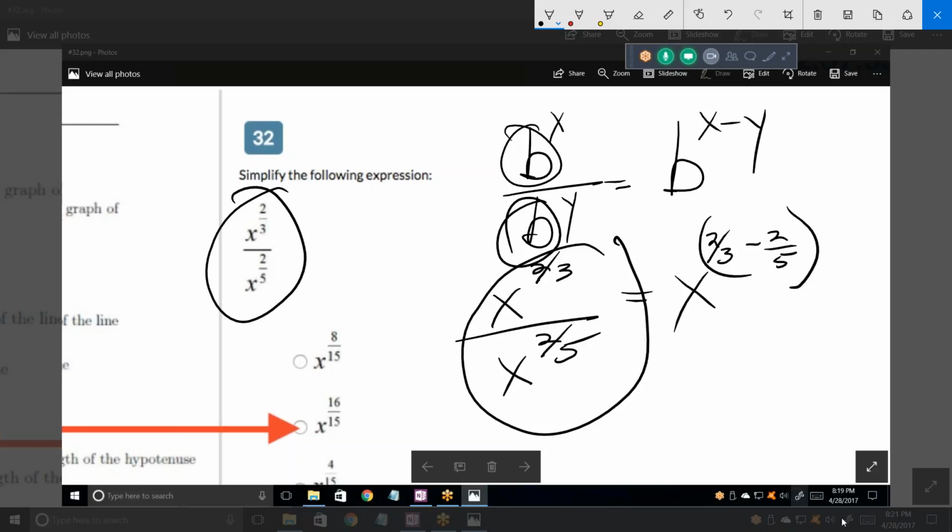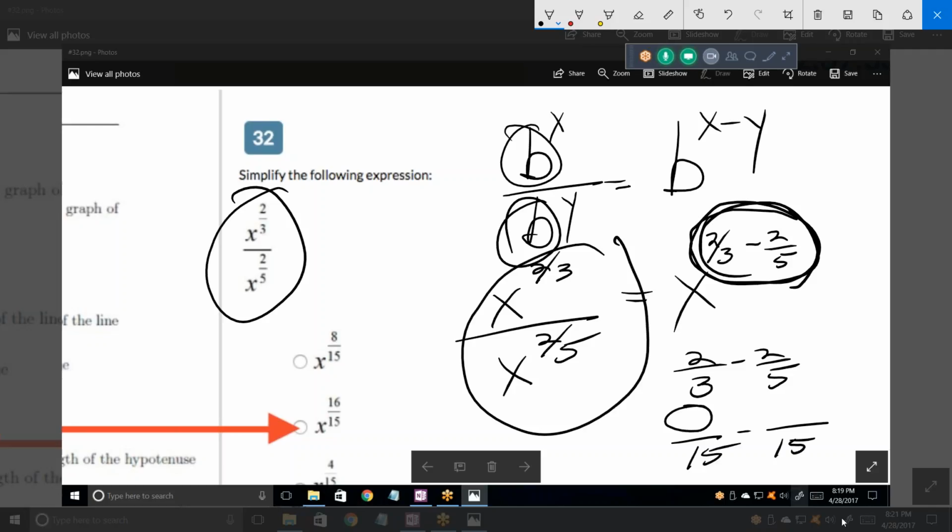Okay. Now, I still got a problem. I got to subtract those two oddball fractions. Well, how do I subtract 2/3 minus 2/5? You have to put it into the lowest common denominator. What's the lowest common denominator? I would say 15. What's this numerator right there going to be? 10. What's this numerator over here? 6. Now you're in a position to subtract them. What's the final answer? 4/15.